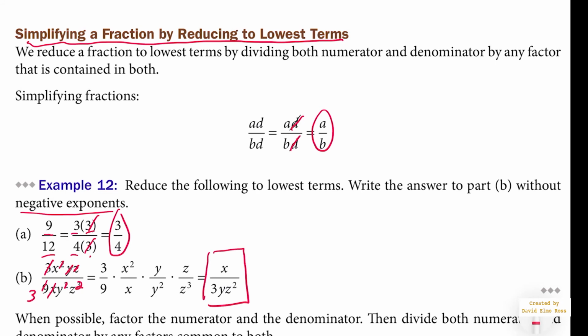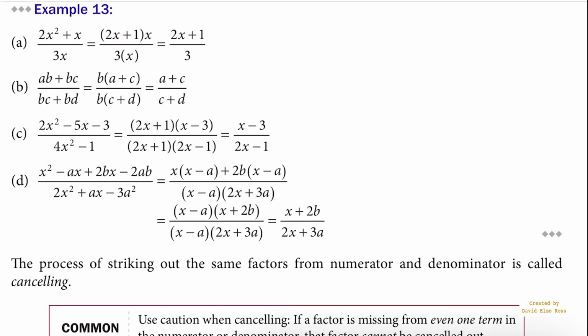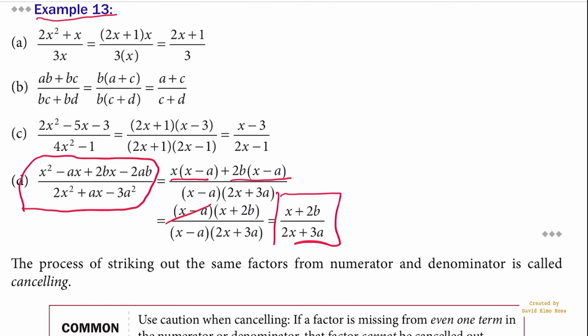And if you want to write these without negative exponents, you can then rewrite it as x over 3y z squared. In example 13, it shows us how we can actually factor down to get our final value here to the lowest possible expression. Part D here is fairly difficult until you see that this is x times x minus a plus 2b times x minus a, and finally you can factor it out and cancel out the like factors of x minus a to finally get x plus 2b over 2x plus 3a.